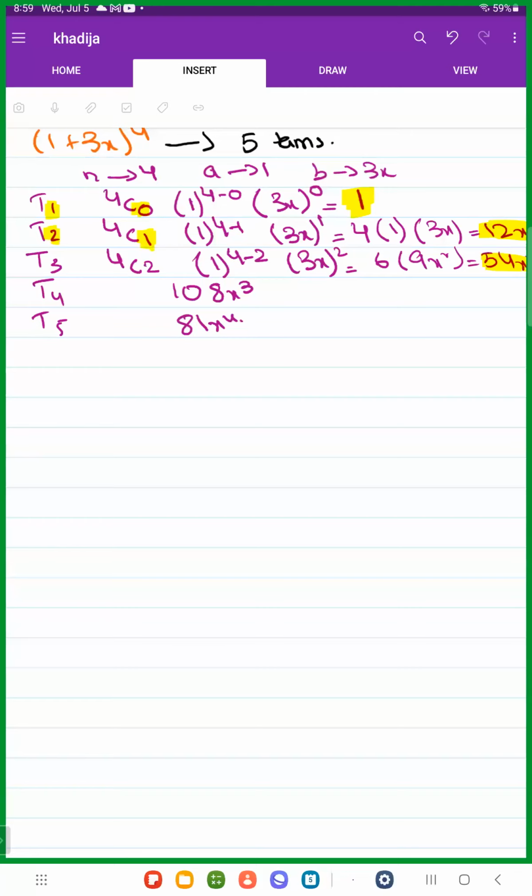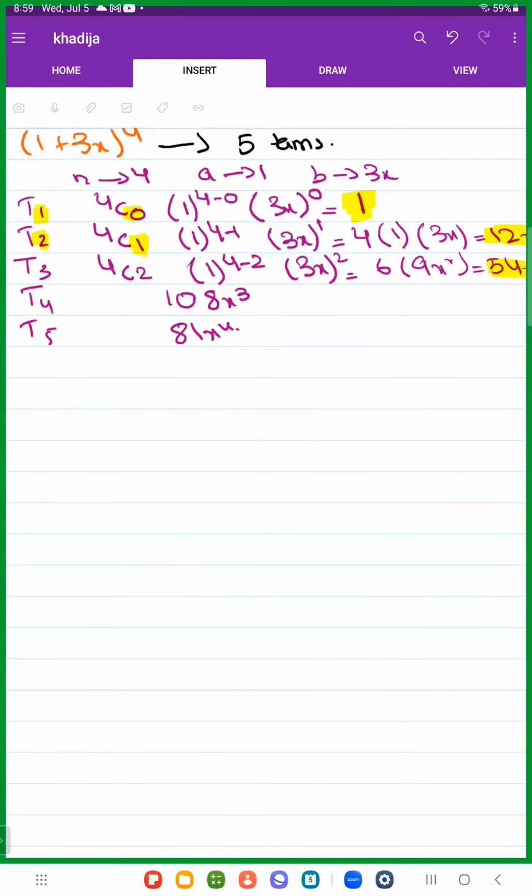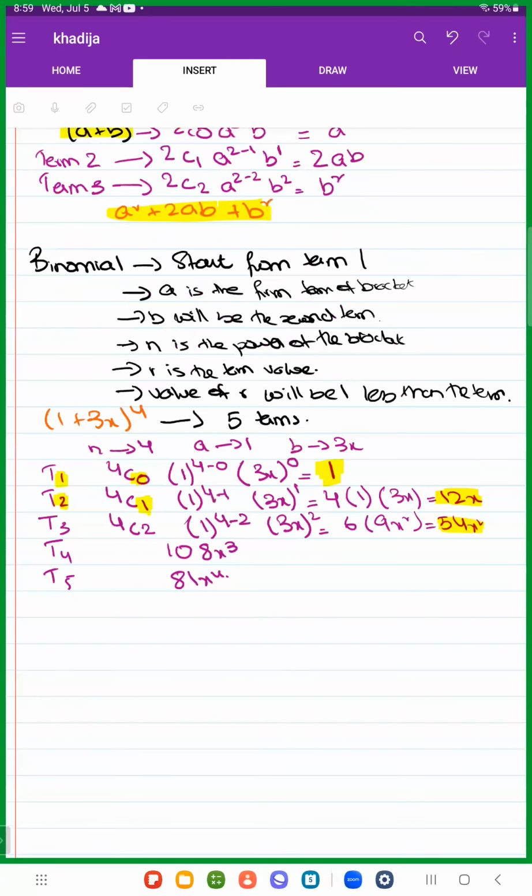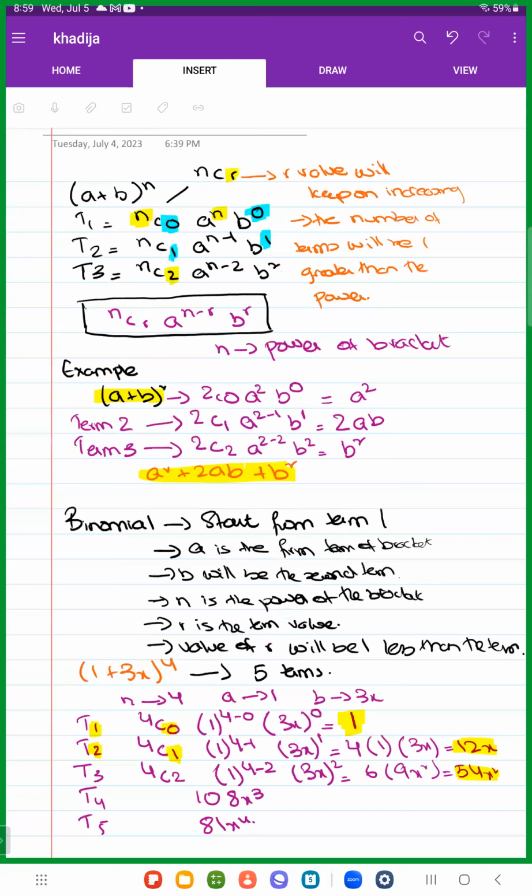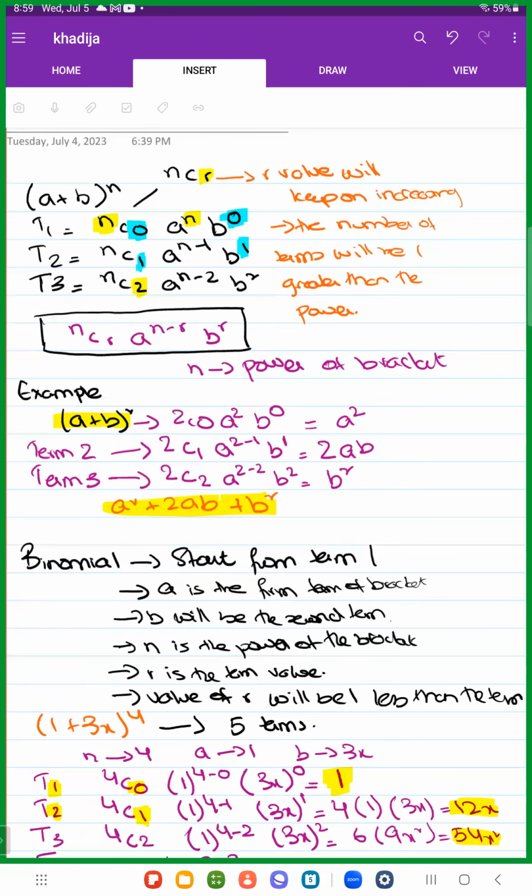All right. So we discussed the formula for binomial. We said that we start with this first term, and the R value will always be one less than the term value. And the total number of terms is always one more than the power of the bracket. So for example, we had this question we solved yesterday.